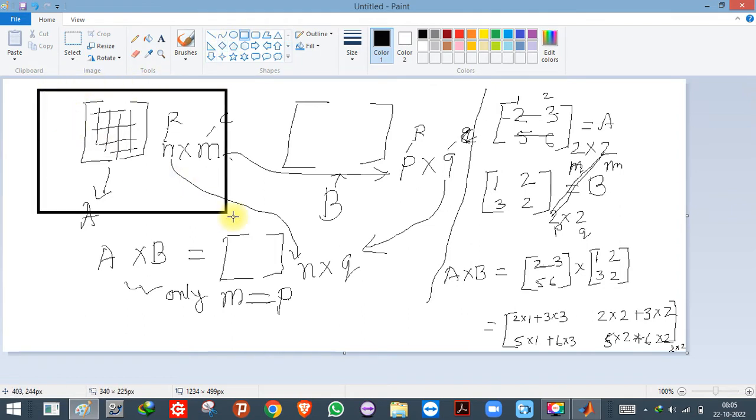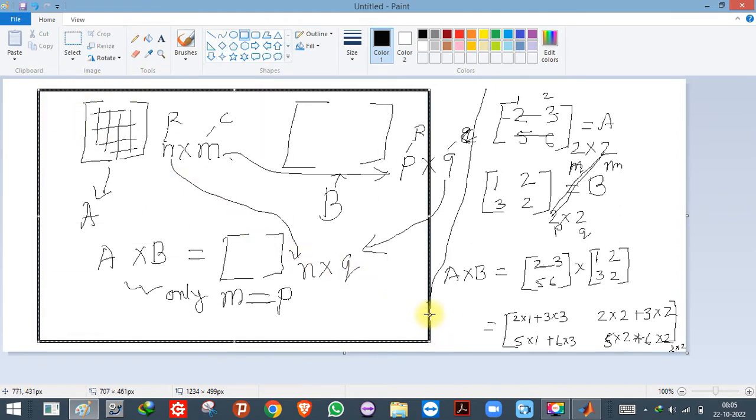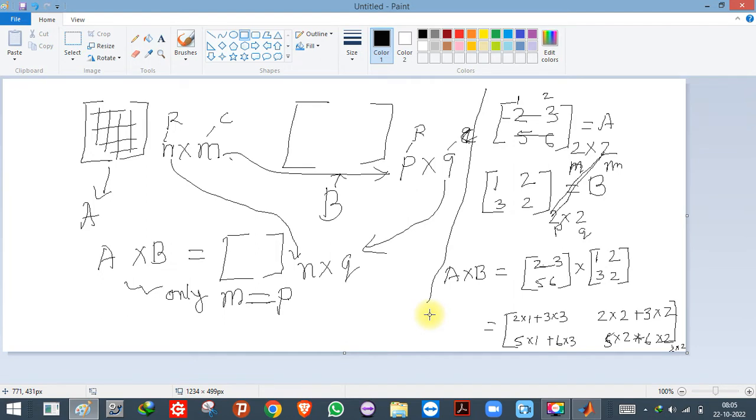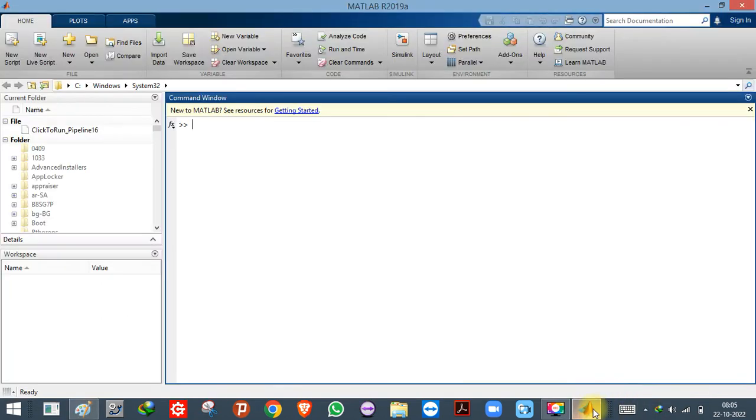Now let us do the same operation in MATLAB. So we'll learn like this in the first class, because eventually my goal is to teach you MATLAB, and I will use structure dynamics to teach you MATLAB.